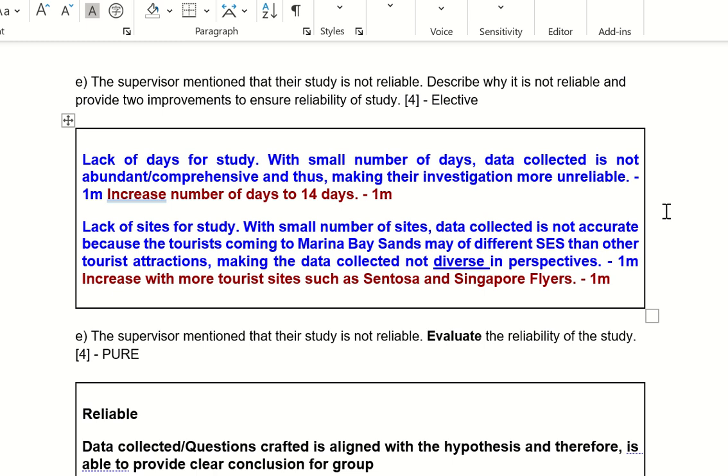So maybe people going there may not be keen to take the MRT. They will have their private cars, they will have their private hire, they can afford taxis, and so forth. So it does not make the responses more diverse. Okay, how do you improve this? You can increase the number of tourist sites, such as Sentosa and Singapore Flyer.